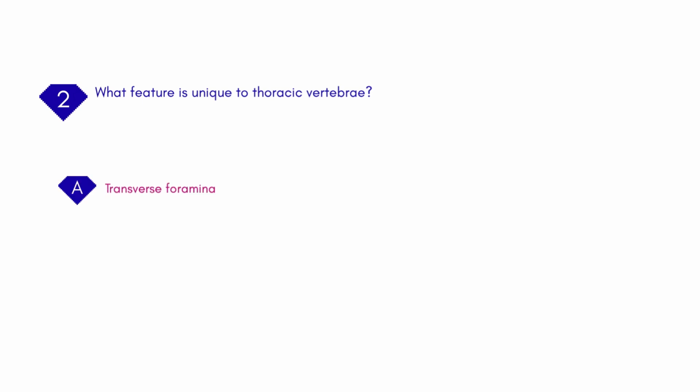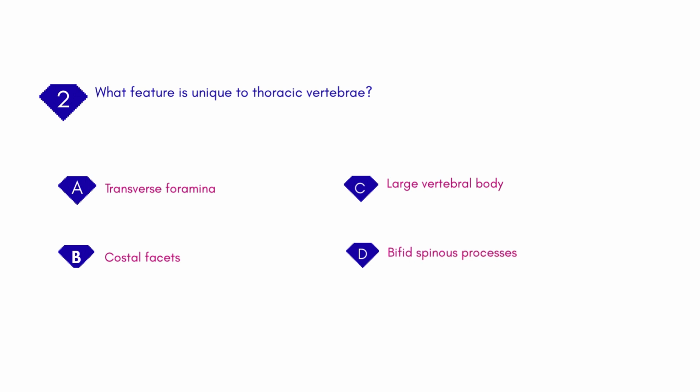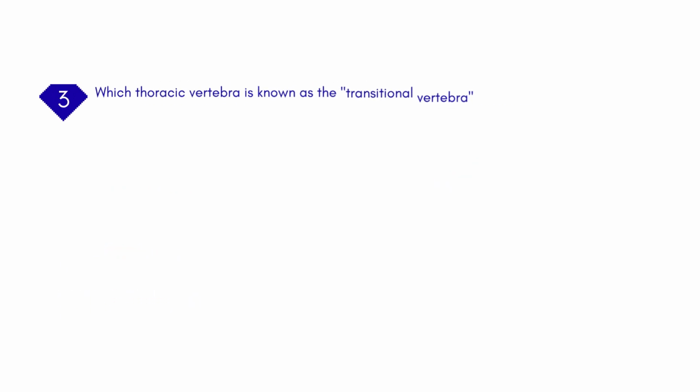A. Transverse foramina. B. Costal facets. C. Large vertebral body. D. Bifid spinous processes. Answer: B. Costal facets. Which thoracic vertebra is known as the transitional vertebra between thoracic and lumbar regions?